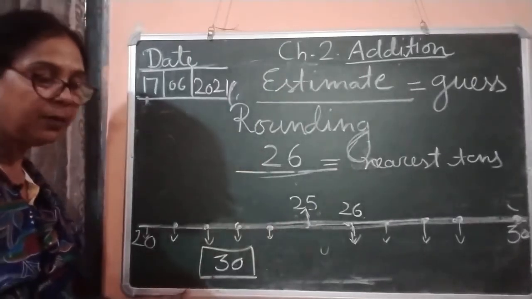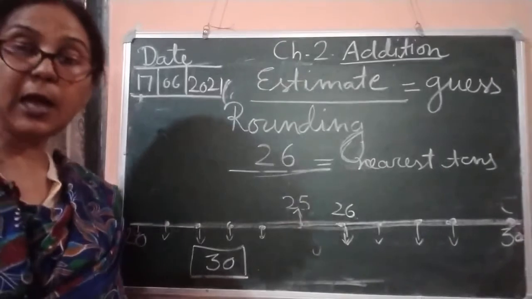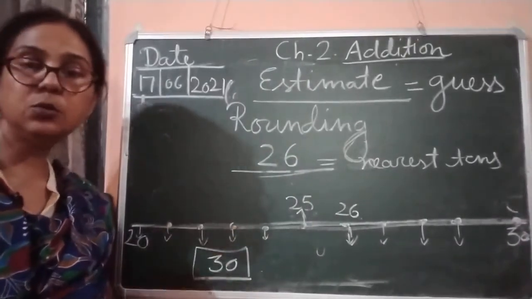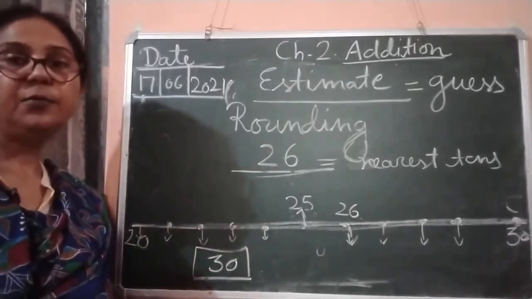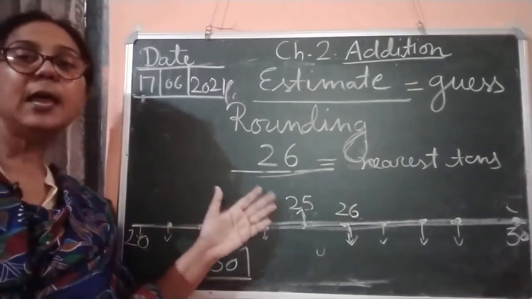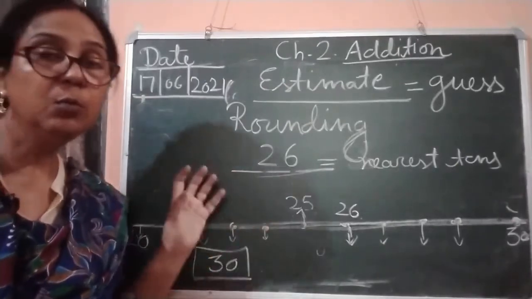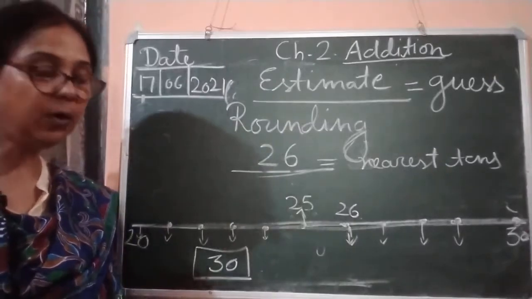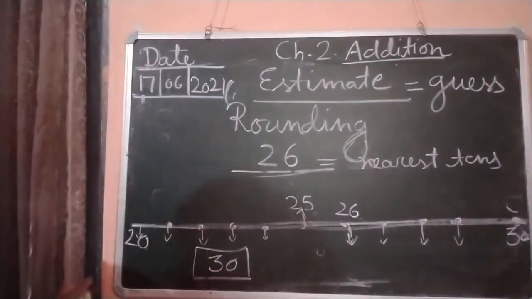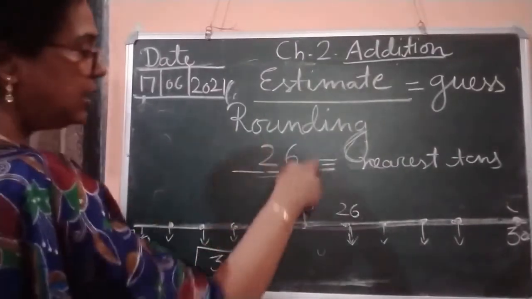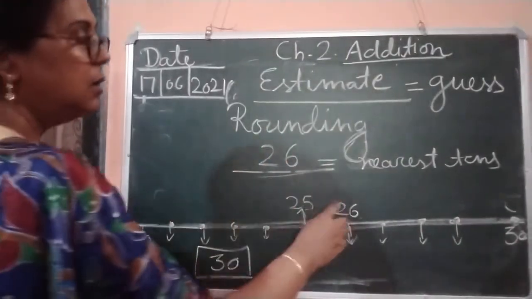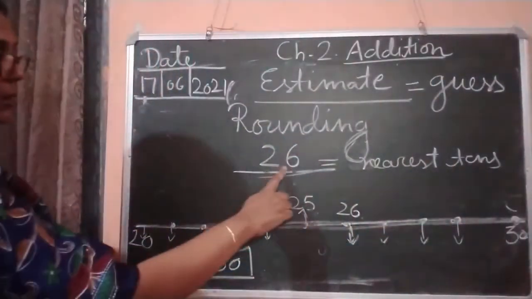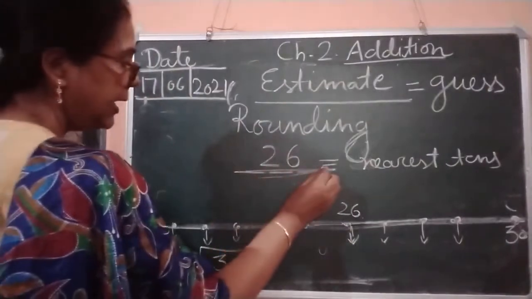So children, we will be continuing this topic in our next video also, because it is not very easy to understand. First of all, we will see rounding, and after that we will move to estimating the sum. So first we will just revise this rounding. What is rounding? We are just making this number a round figure. If we have to find the nearest tens, what will we do? This is 26 and we have to find the nearest tens.